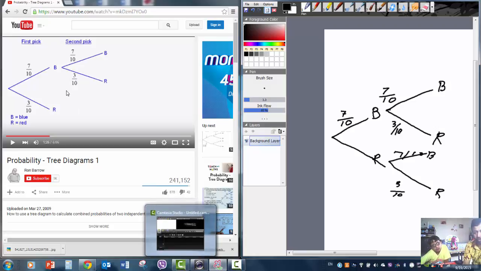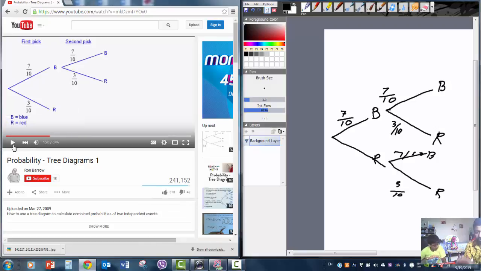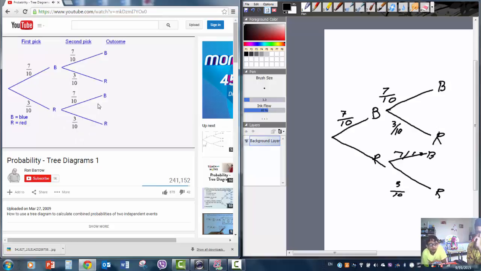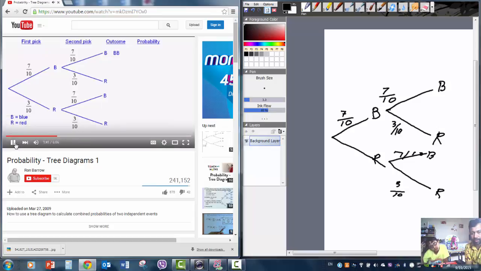Now, let's carry on with this video. He picks a red first, it's exactly the same again. So those are the probabilities for her tree diagram. We've just got 2 more columns to do. First of all, the outcome, and secondly, the probability calculations. So look what they did. Well, the outcome. What they did was also they said that this is the first pick.